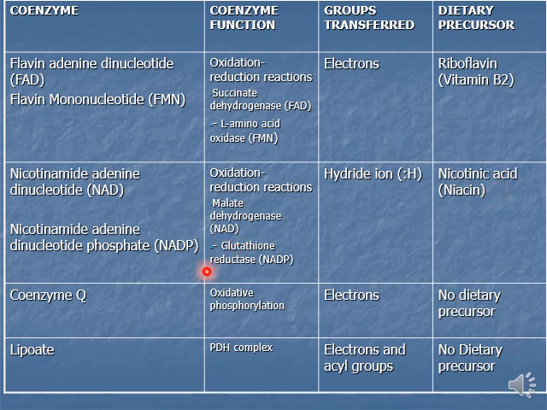Next is coenzyme Q. It helps in oxidative phosphorylation. It transfers electrons. There is no dietary precursor. Lipoate or lipoic acid. Its coenzyme function is that it acts as a coenzyme in pyruvate dehydrogenase complex, alpha ketoglutarate dehydrogenase complex, etc. And it transfers electrons and acyl groups. There is no dietary precursor.